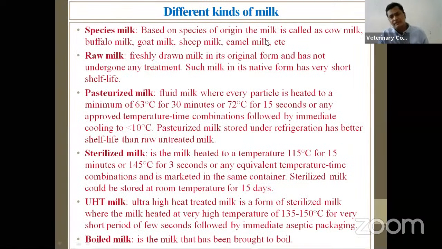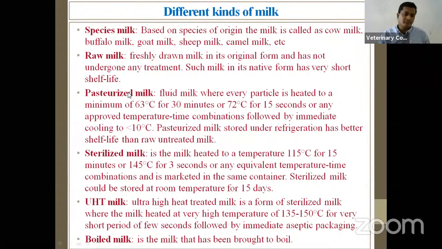Different kinds of milks are sold in the market. We call them species milk: cattle milk, buffalo milk, sheep milk, goat milk. Now the donkey milk is also becoming popular, yak milk, like that. Raw milk is a milk that has not undergone any kind of heat treatment.